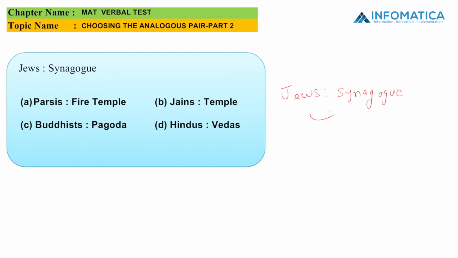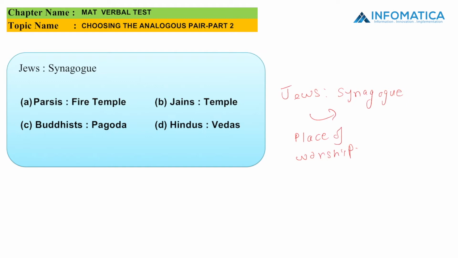So it is nothing but the place of worship. So let us see the options. First option is Parsis is related to fire temple, Jains is related to temples, Buddhist is related to pagoda, whereas Hindus is related to Vedas.